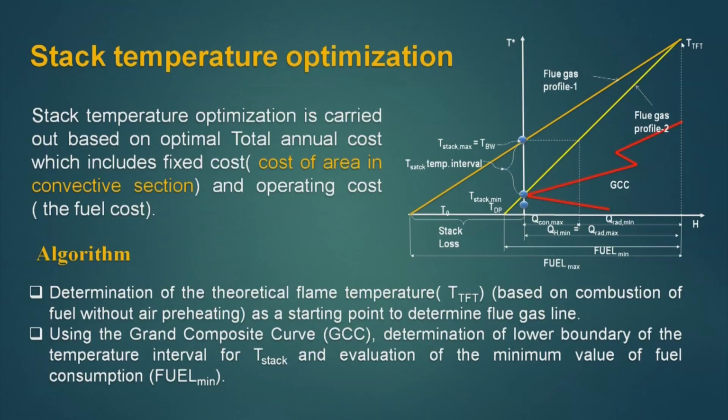If it is, this is that line of the furnace flue gas. So, this is the stack loss, and this is the Q_H,min. So, the minimum fuel will be equal to Q_H,min plus the stack loss. So, I can calculate fuel minimum here, this amount from here. So, this T_stack has to be optimized and I have to find out a value of this T_stack based on the optimization.